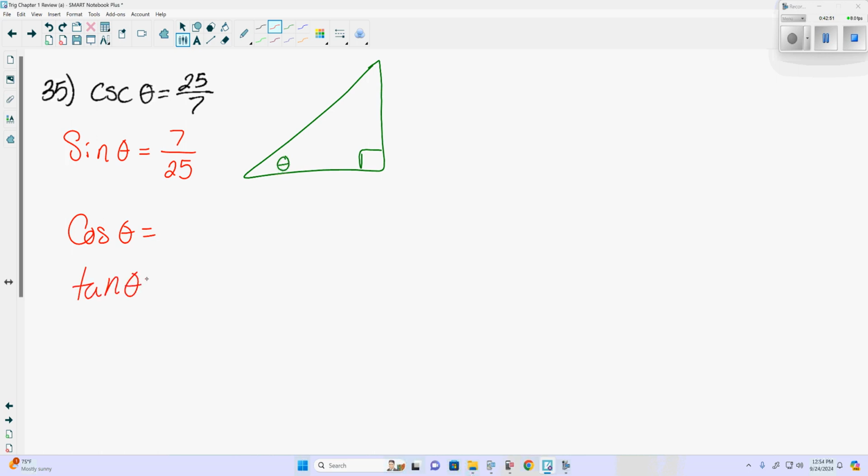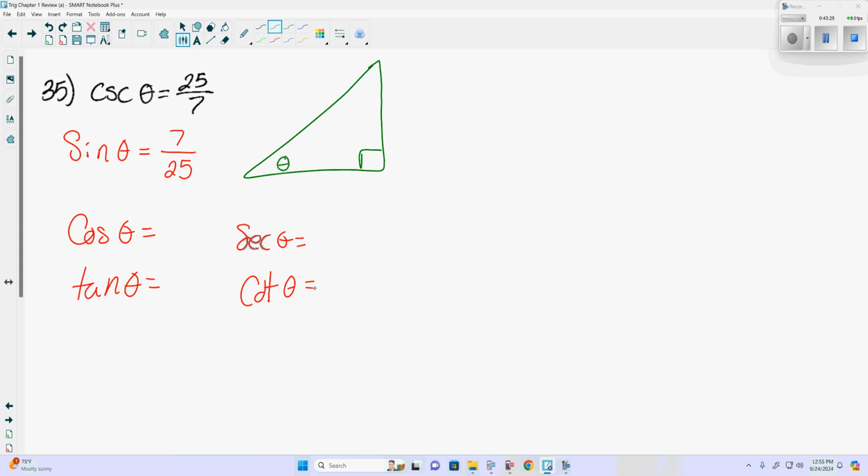Tangent, secant, cotangent. Because they say find all 6. Well, they gave us 1, so we're really having to find 5. But whichever one they give us, we have its other. So if we're given sine, we have cosecant. If we're given cosine, we have secant. If we're given tangent, we do have cotangent. Because it's just the flip of those, or vice versa. Since they gave us cosecant, we know sine is 7 over 25. The whole part about the angle being acute means it's just in quadrant 1.